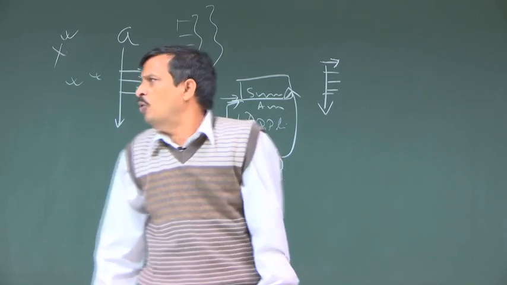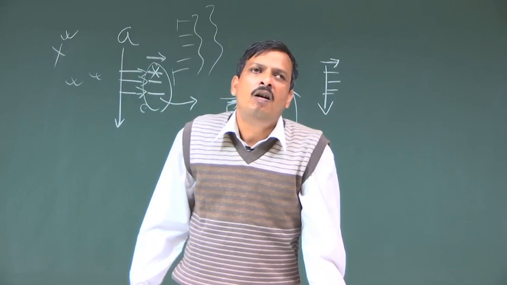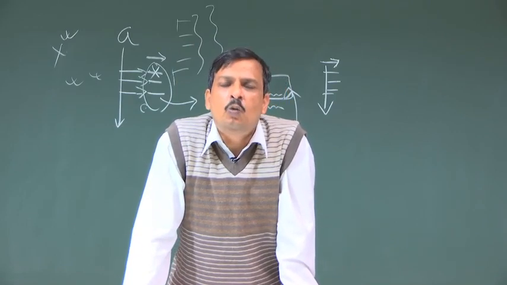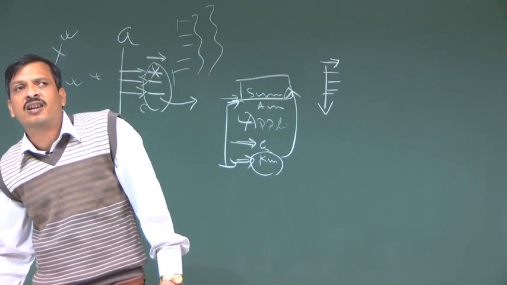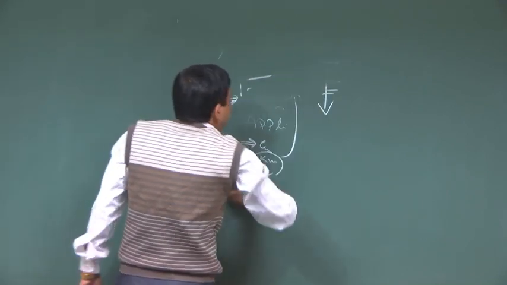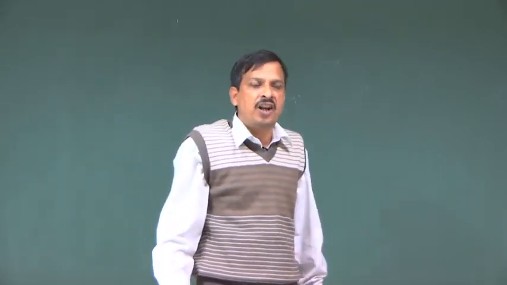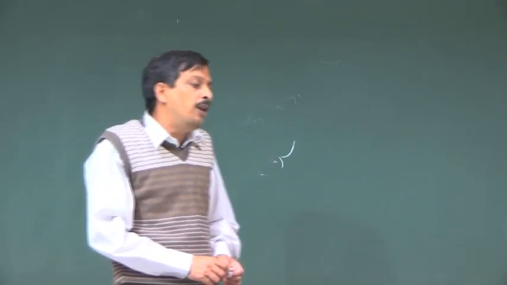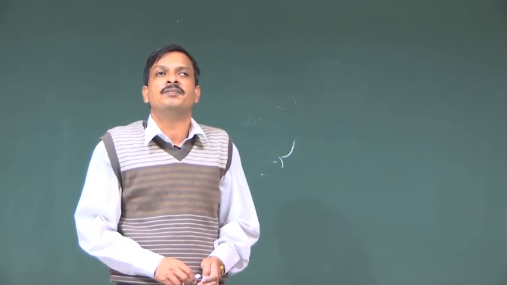Okay? Now, how to write down this outcome? That is called instructional objective. So, what is an instructional objective? Bloom taxonomy I have covered; now I cover the instructional objective. An instructional objective is a statement of something which is specific, measurable and achievable that students should be able to do after receiving the instruction.